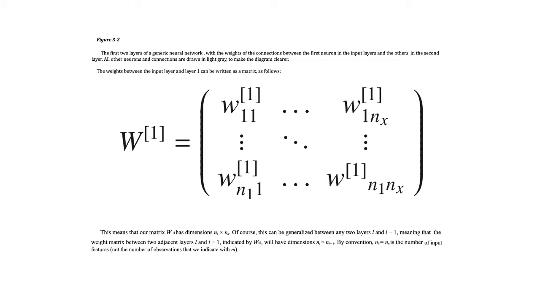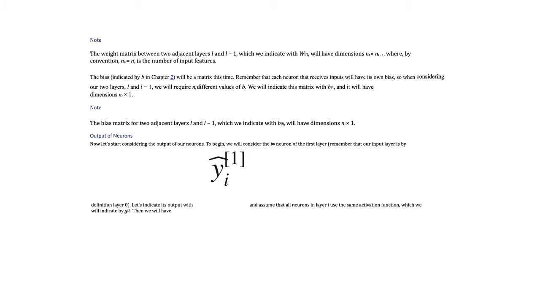Of course, this can be generalized between any two layers L and L+1, meaning that the weight matrix between two adjacent layers L and L+1, indicated by W[L], will have dimensions N(L+1) by N(L). By convention, N0 equals Nx is the number of input features, not the number of observations that we indicate with m. Note the weight matrix between two adjacent layers, which we indicate with W[L], will have dimensions N(L+1) by N(L), where, by convention, N0 equals Nx is the number of input features.